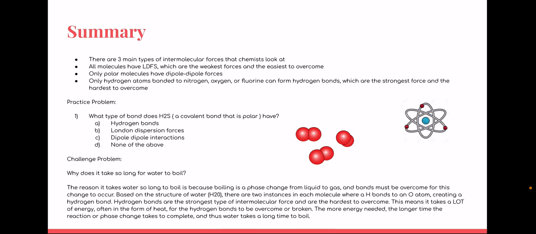In summary, there are three main types of intermolecular forces that chemists take a look at. All molecules have LDFs, which are the weakest forces and the easiest to overcome. Only polar molecules have dipole-dipole forces, and only hydrogen atoms bonded to nitrogen, oxygen, or fluorine can form hydrogen bonds, which are the strongest force and the hardest to overcome.